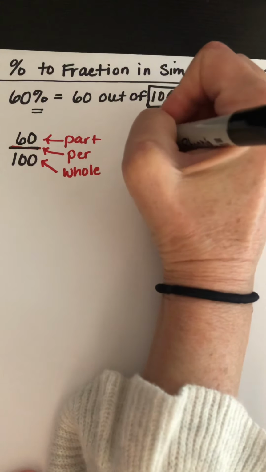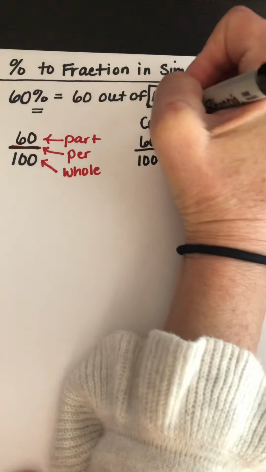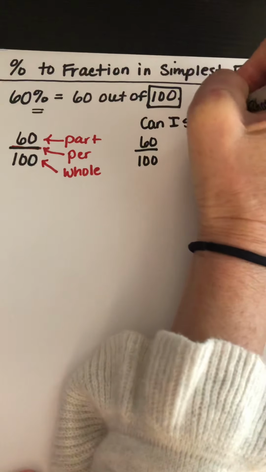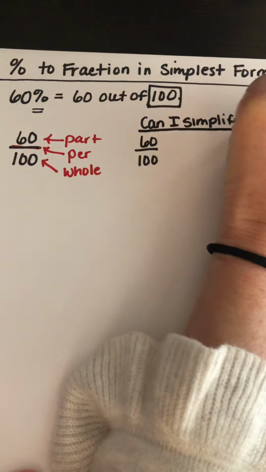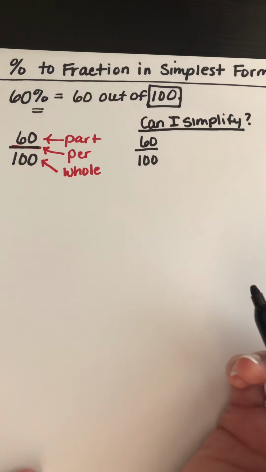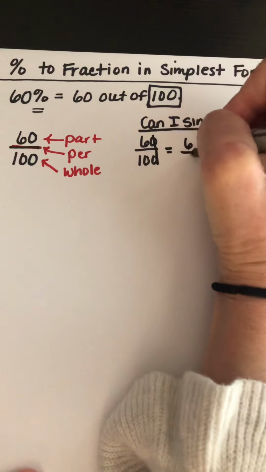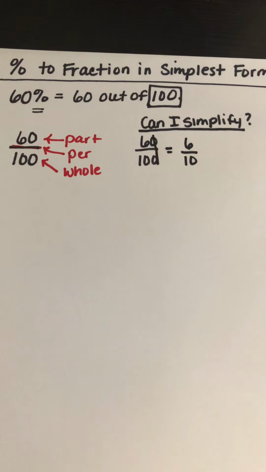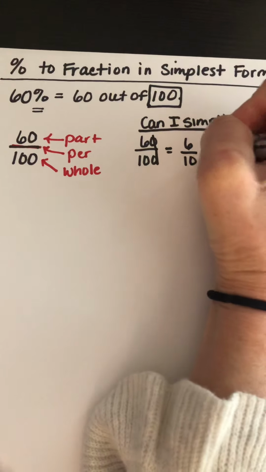So I'm going to take the 60 over 100. Can I simplify? You always want to ask yourself that question. Can I simplify? So if I have 60 over 100, well, I can easily just take off these two zeros and make it 6 over 10. And then I ask, is there anything that can go into 6 and 10? Well, yes, I know they can both be divided by 2.